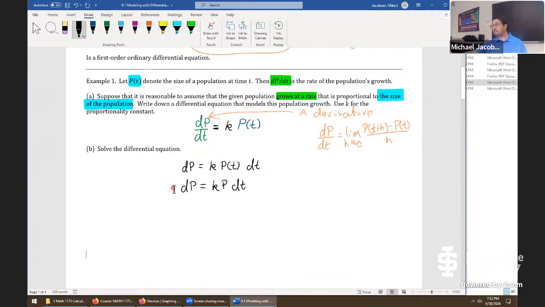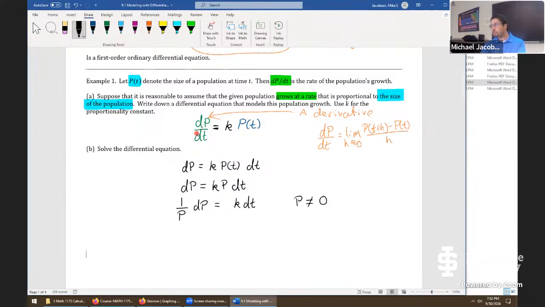We want p to go to the left-hand side together with dp. So divide p on both sides. We get 1 over p dp equals k dt. But because we took that step, we have to assume p is not equal to 0, just for this side of the algebra. However, p equals 0 does solve that differential equation.